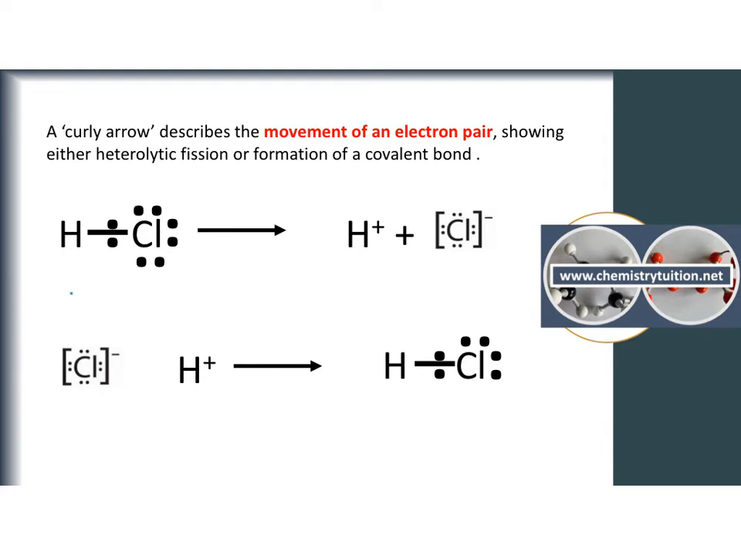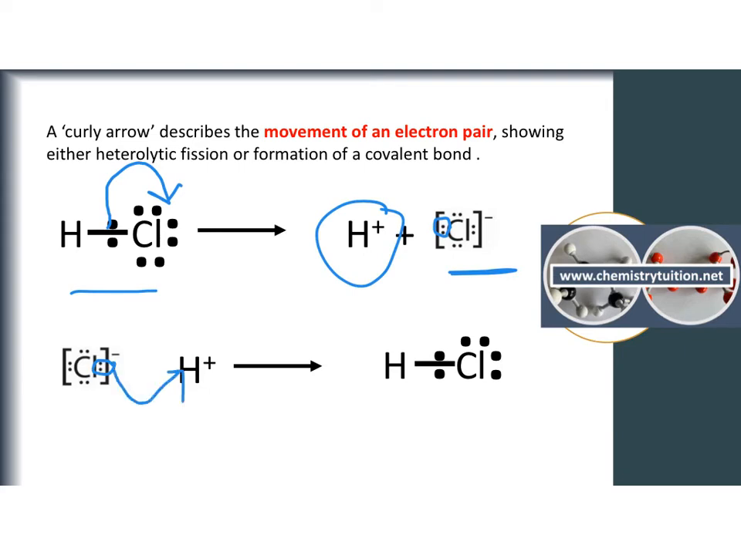So here I've got my HCl, and I am now going to do a curly arrow to show heterolytic fission. It means both those electrons in that bond go to that chlorine, and therefore those electrons are now on the chloride ion. So I've got a chloride ion there, and that little hydrogen hasn't got any electrons at all, and that is heterolytic fission.